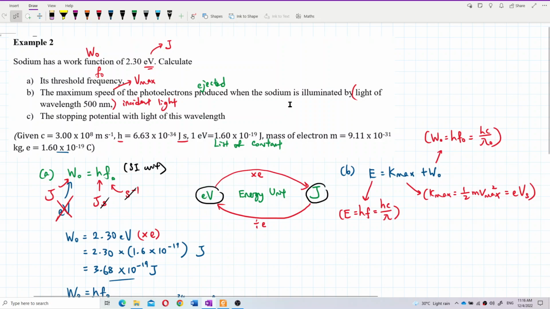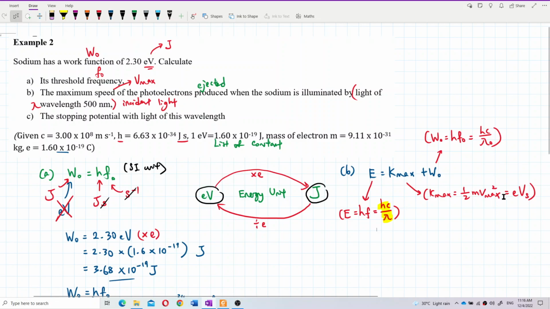Understand? Okay, right now I want to find the maximum speed. So maybe this E I can just substitute with the light of incident wavelength. So we have the incident wavelength, this is the lambda wavelength. Understand? So I can use this formula. I can substitute E with hc over lambda, E equal to hc over lambda.